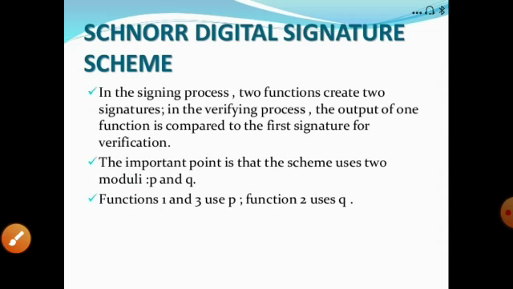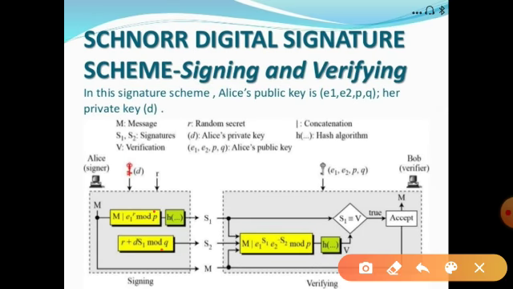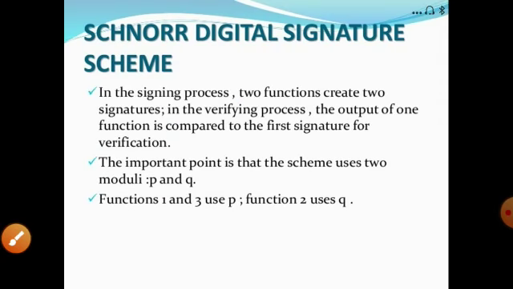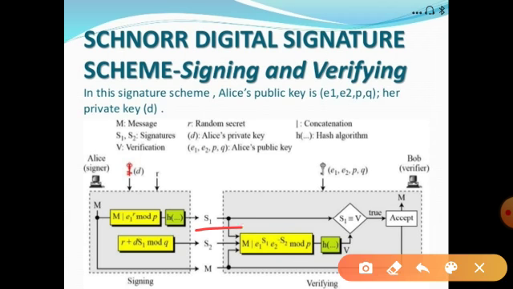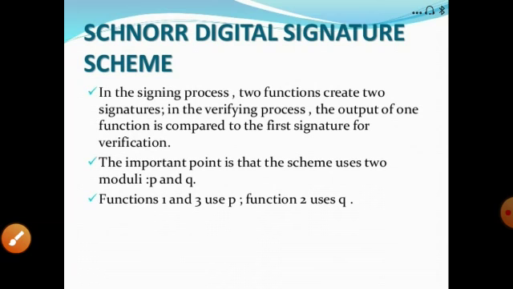In the signing process, two functions create two signatures. Next, in the verifying process, the output of the function is compared to the first signature of the verification. The first signature, that is s1. So here we are comparing this one with s1.